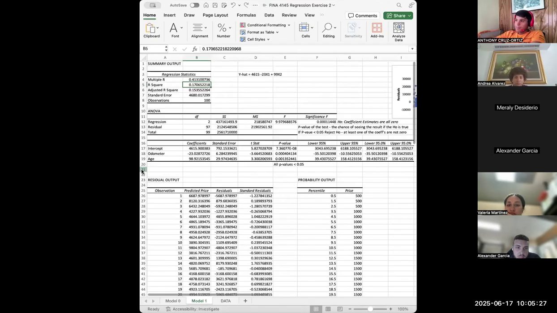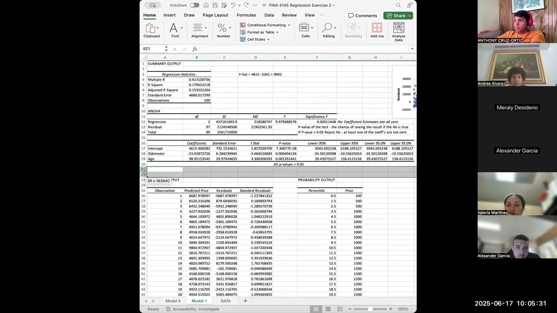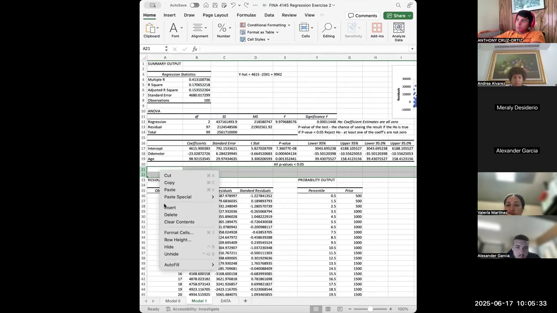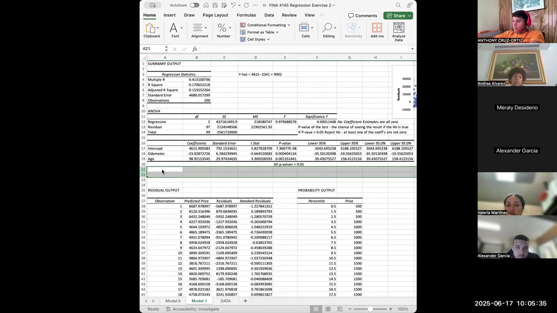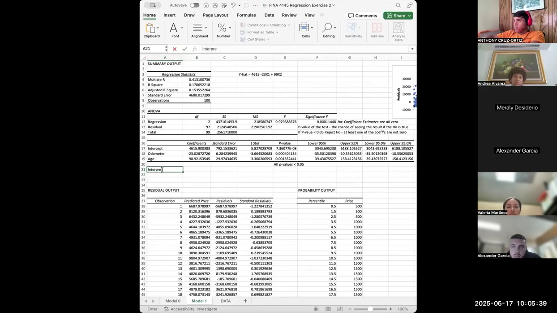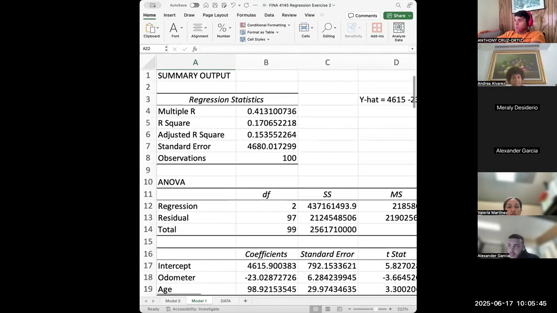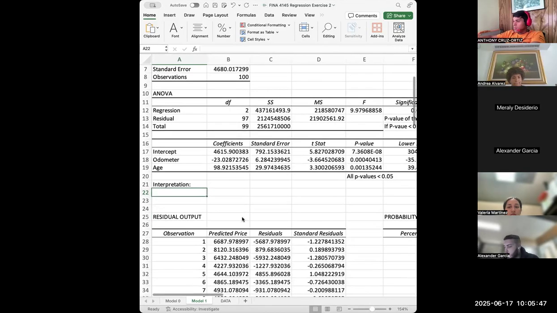Oh my goodness, I'm having such a time here. I don't know why. Something's up with my trackpad. Okay, interpretation. Can you guys all see? Is it really small? Do I need to make it bigger? Just let me know.